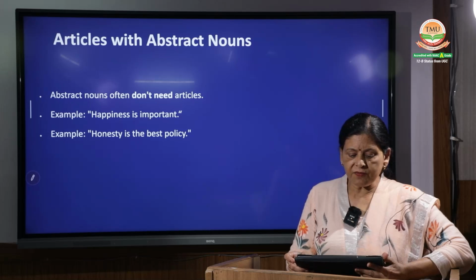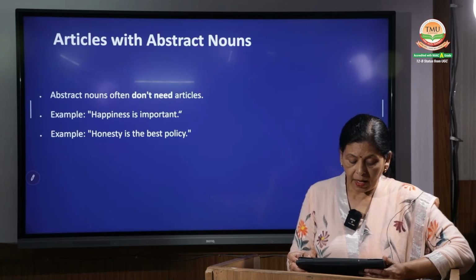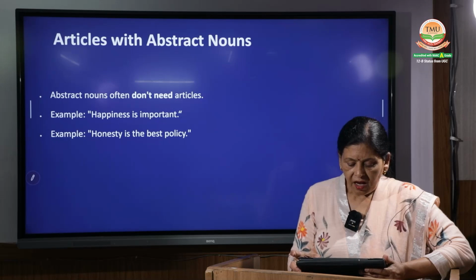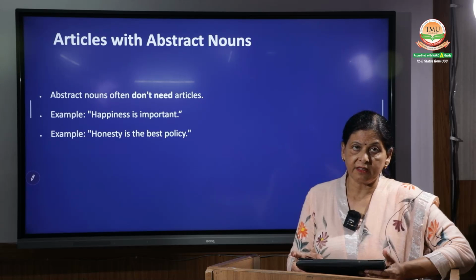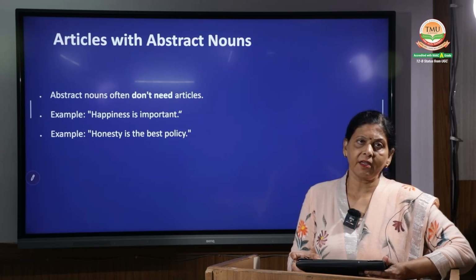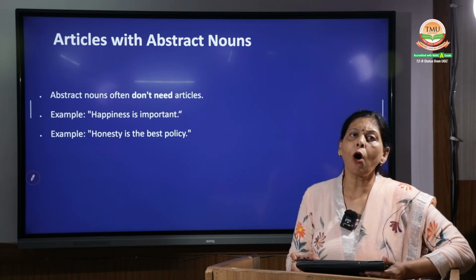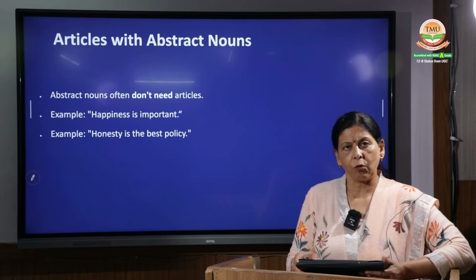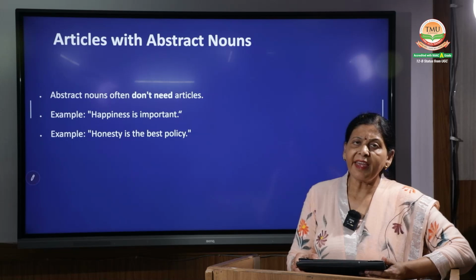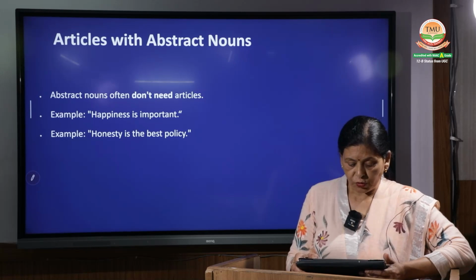Then articles with abstract nouns, which means which articles are used with abstract nouns. That is, abstract nouns often don't need any articles. Honesty is the best policy. Love is priceless. Hard work always pays. What are these? These are all abstract nouns. But we do not use any article with these abstract nouns.